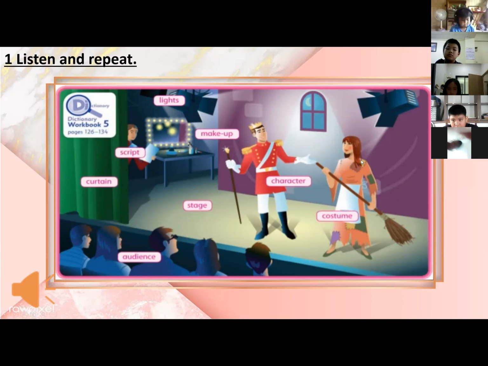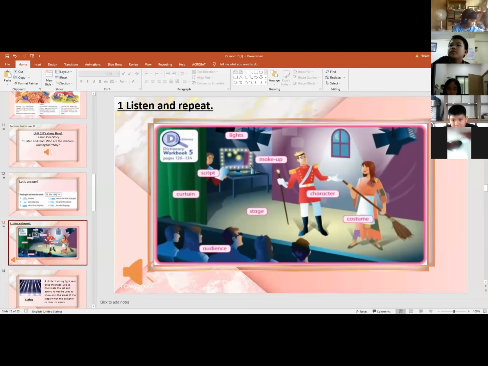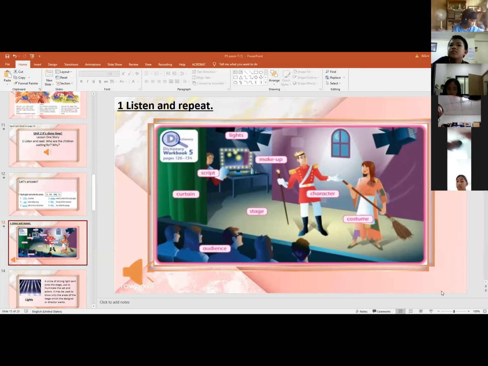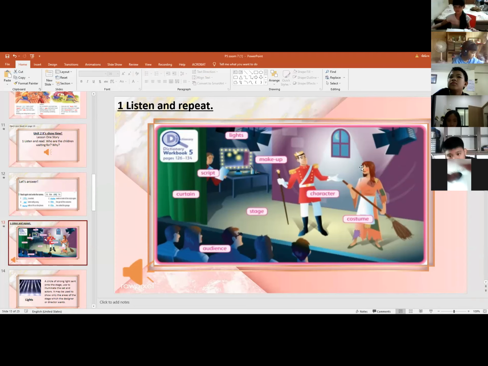Script. Next, everybody say character. Character. Very good. Next, everybody say stage. Stage. Very good. Next, everybody say curtain. Curtain. Very good. Next, audience. Audience. Very good. And last, costume. Costume. Okay, very good.